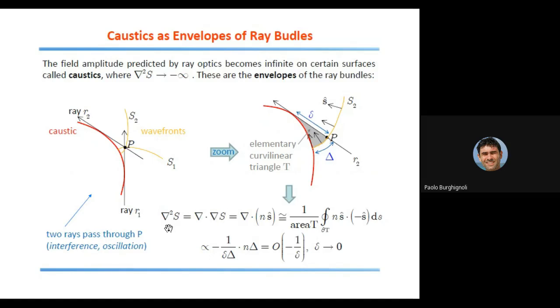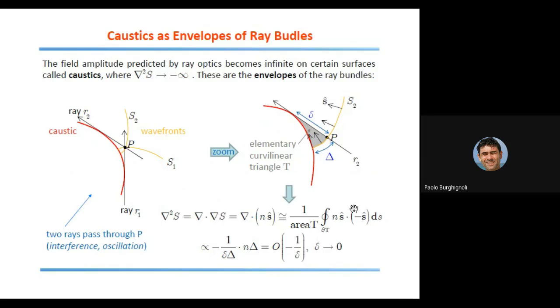Okay, if you calculate the Laplacian of the Eikonal as the divergence of the gradient, since the gradient is the product of n times the unit vector s, you will see that the unit vector is, by definition, parallel to the ray. So it's directed along the ray on this side, but it's also tangent to the caustic, which is an envelope of rays. So the only side of this triangle which gives you a non-zero contribution to the flux of the quantity n s hat is this yellow side.